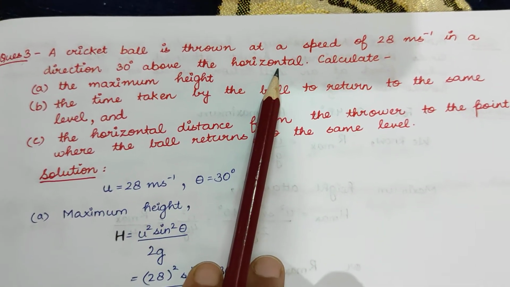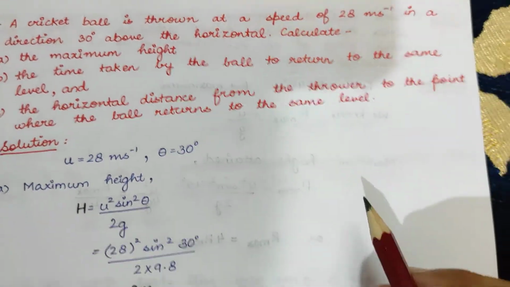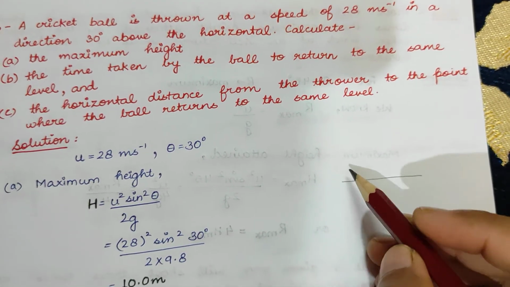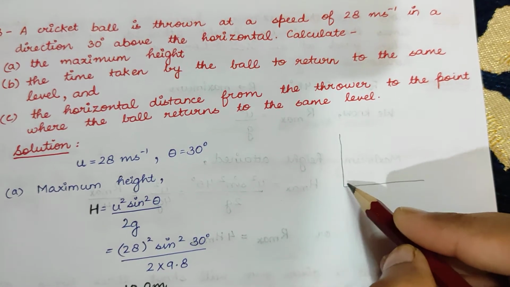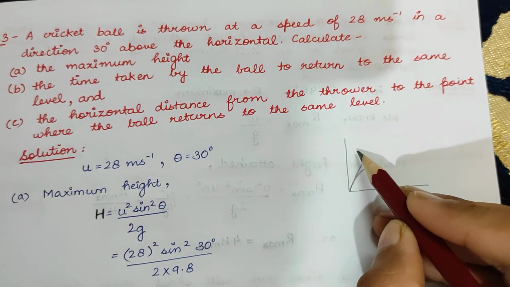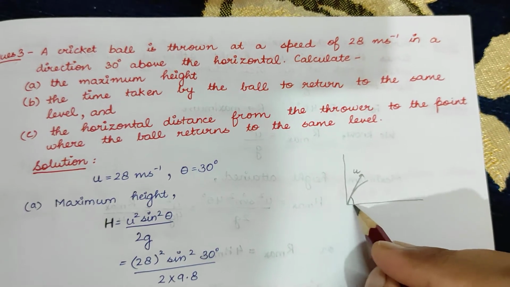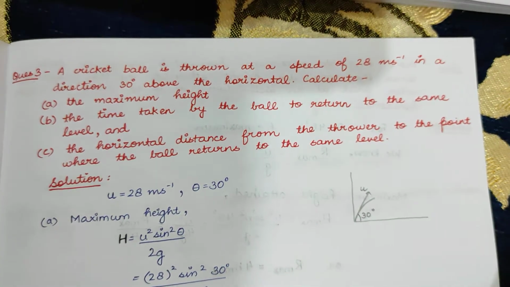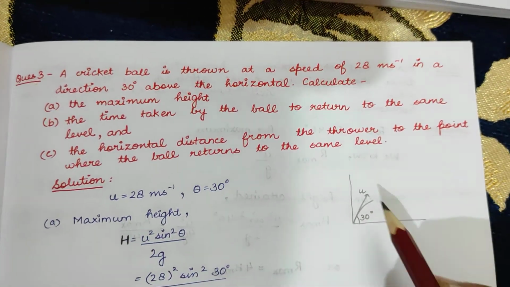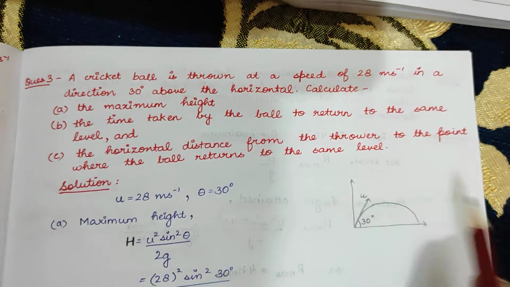the horizontal. Okay. So this cricket ball, let us suppose this is a ground and a player is standing on the ground and he has thrown this cricket ball with some initial speed which is 28 meter per second and making an angle 30 degree with the horizontal. Fine. Now we have to calculate. So this would be the trajectory or the path followed by this projectile.